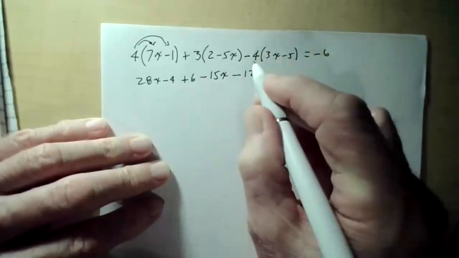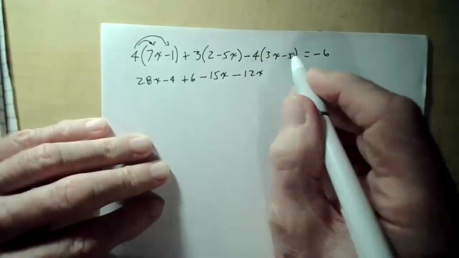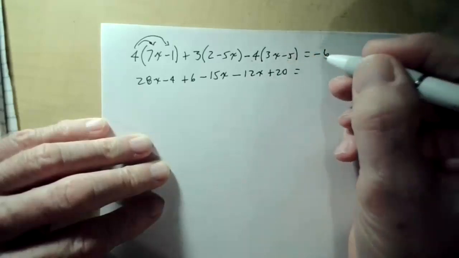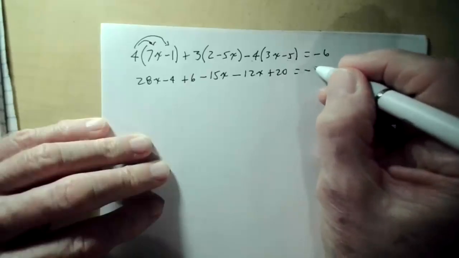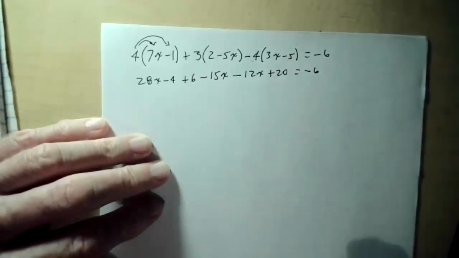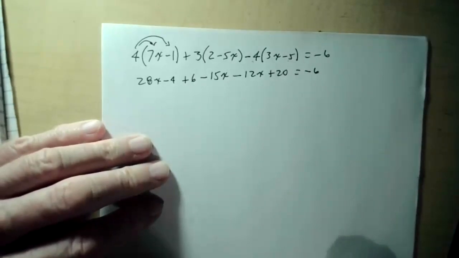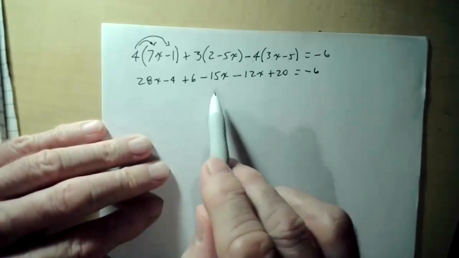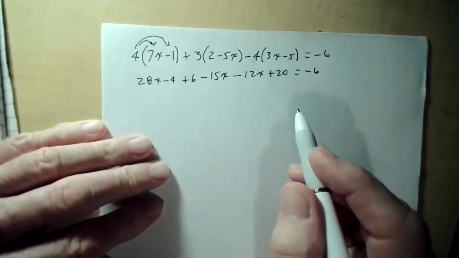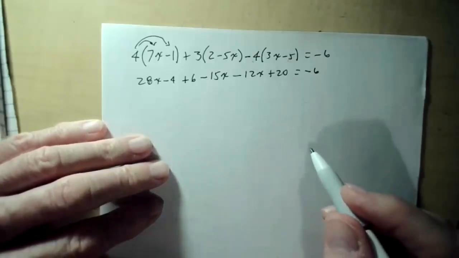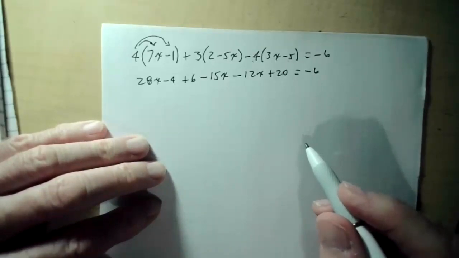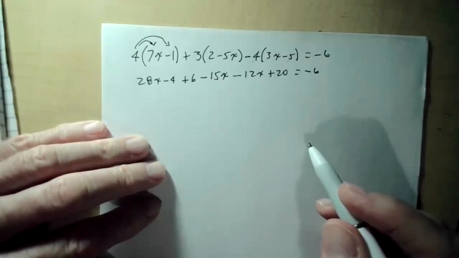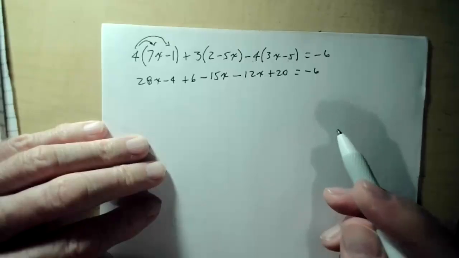Minus, now we do the same thing here. Minus 12x. Okay, we have a negative times a negative is a positive. 20 equals negative 6. Okay, what can we do? When you get to a problem like this, and it's so long, you just ask yourself, self, what can I do? What can you do, Miss Ishwaite?